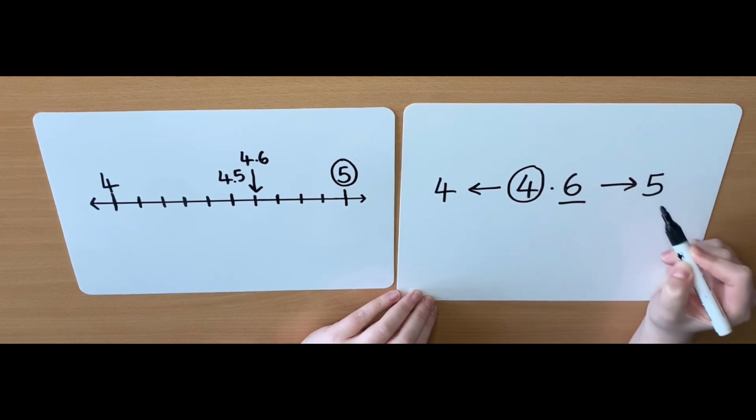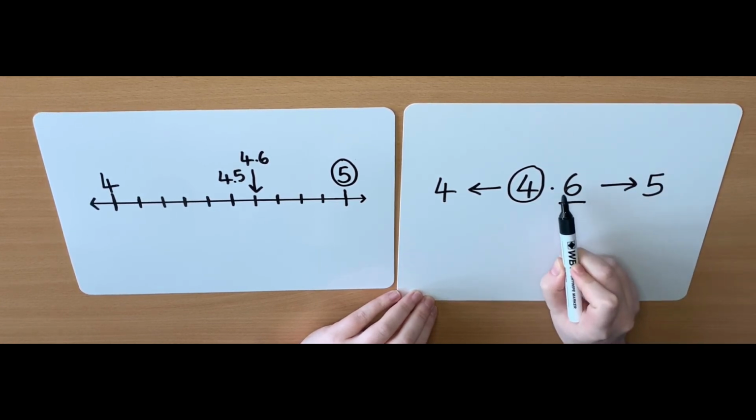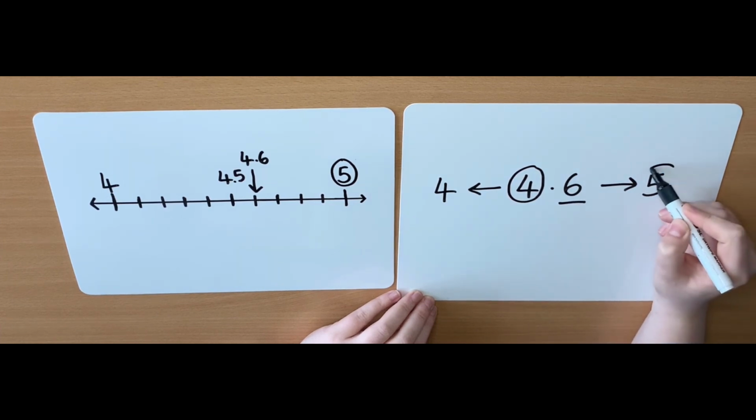Then looking at the underlined digit, I can see that it is 6. And using the rhyme, I know that if 5 or more, I round up. So therefore, I round up to 5.